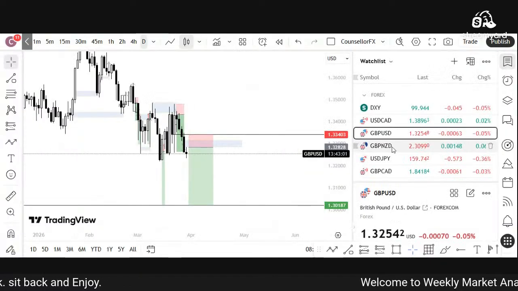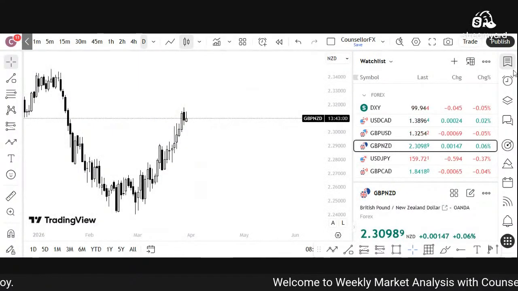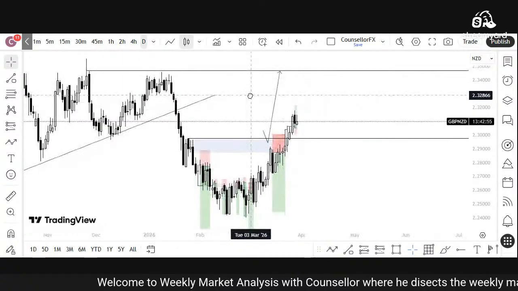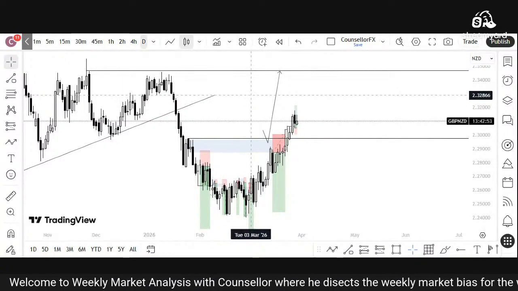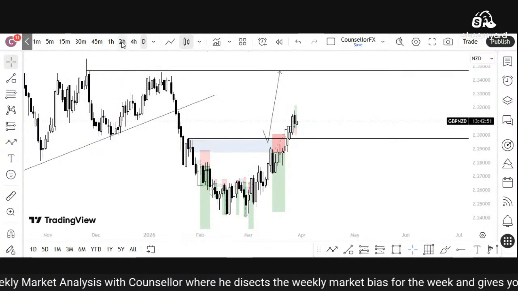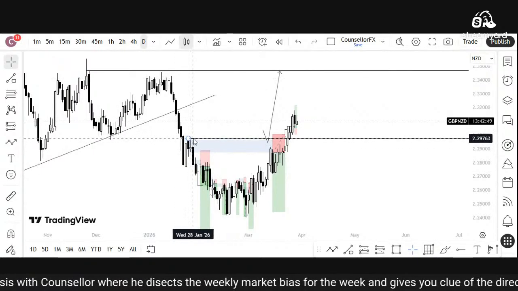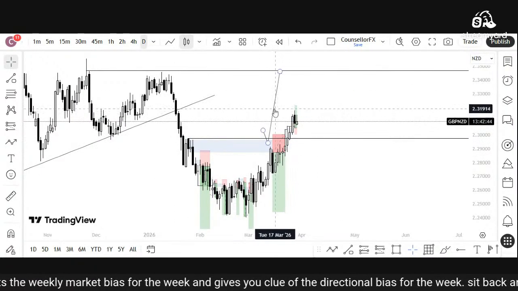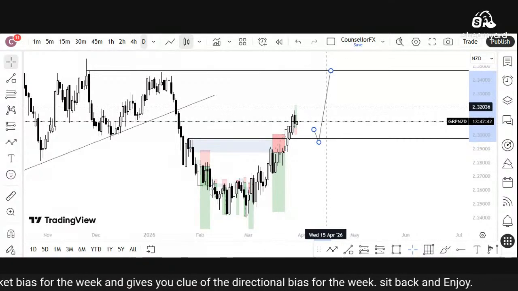So the next one is GBP NZD. I don't trade this anymore because it's very, very dull. But from last week's price action, I told you that once this key level has been taken out, price coming back to it is an indication that we are going to this guy.